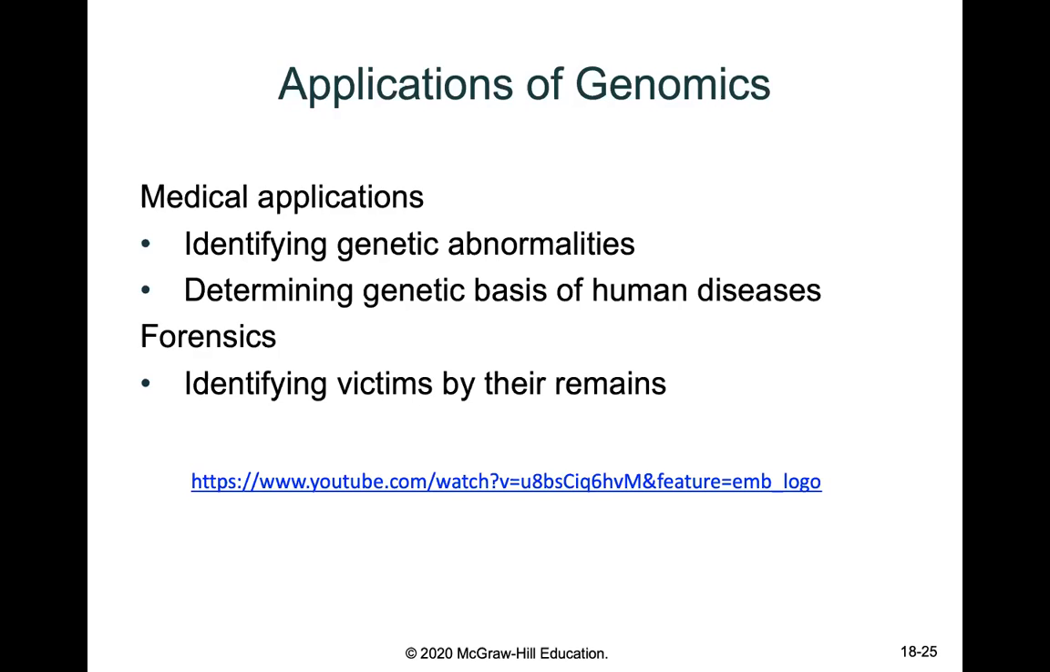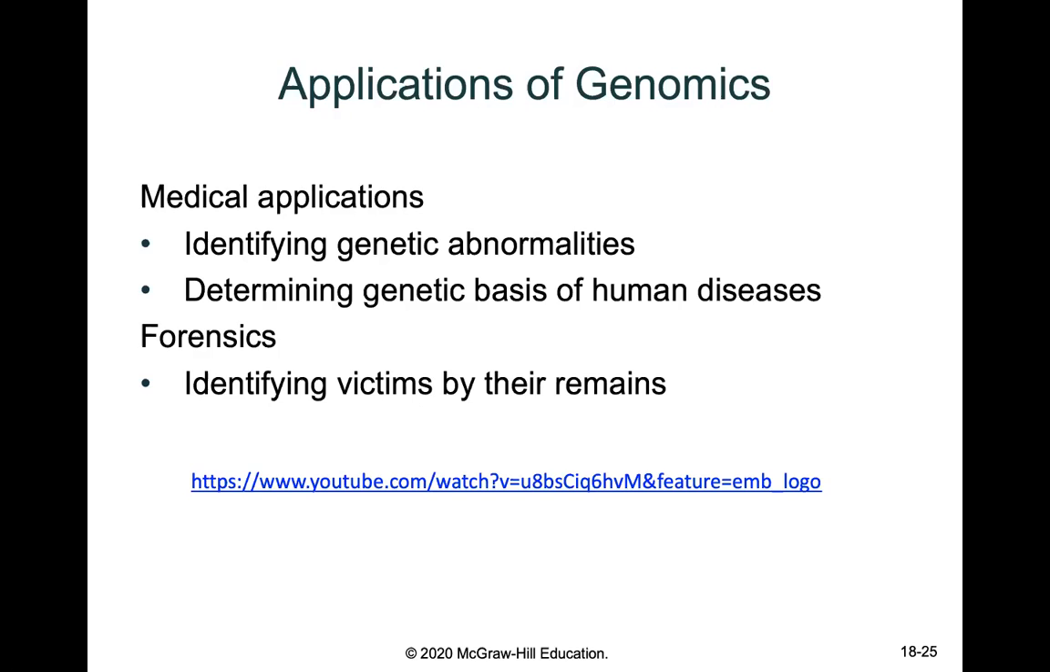Looking at genetic abnormalities, which this guy will talk about in this video, along with determining the genetic basis of human diseases. So again, in order to use that CRISPR system that I was talking about, you have to know where the problem is first. You have to find the part of DNA that's kind of messed up and not coding for the right protein, and then you can go in and fix it. But genomics has to come first to figure out where those issues might be. Forensics, I mentioned with DNA fingerprinting. Now they can do much more high-tech identification of victims or suspects by looking at their genome rather than just a fingerprint.